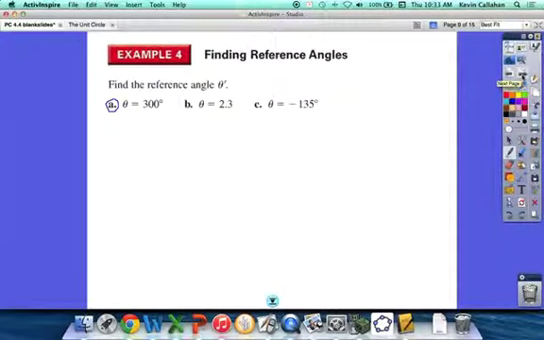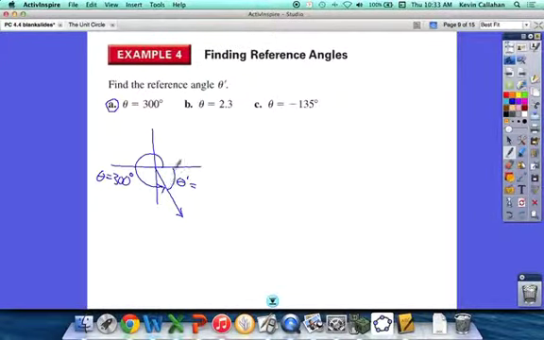So first we find a few reference angles. We said theta equals 300 degrees. What is the reference angle? Okay, let's see. Which quadrant is 300 degrees? Fourth quadrant, right? Because it's 270 around here. So 300 would be about right there. So there's theta equals 300. So what is theta prime? Theta prime is 60, right? It's 60 from here to the positive x-axis.